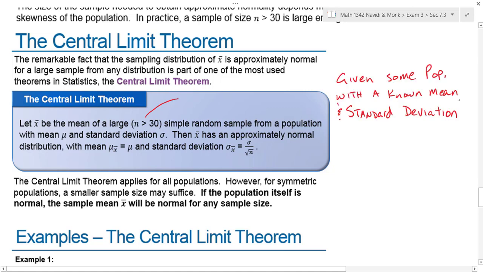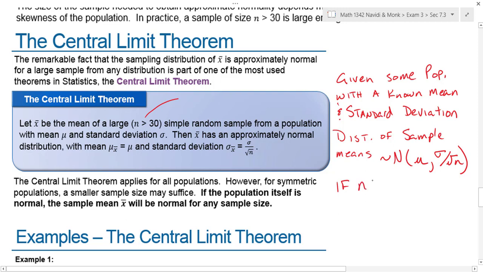So given some population with a known mean and standard deviation, the distribution of the sample means will be normal with the same mean as the population and a standard deviation of the population divided by the square root of n. This is what the Central Limit Theorem tells us. This happens if n is greater than 30, or if n is not greater than 30 but you know that the original population is normally distributed, you can use the Central Limit Theorem as well. If your sample size is bigger than 30 or the population is normally distributed, this will be the distribution of your sample means. So let's look at some example problems.